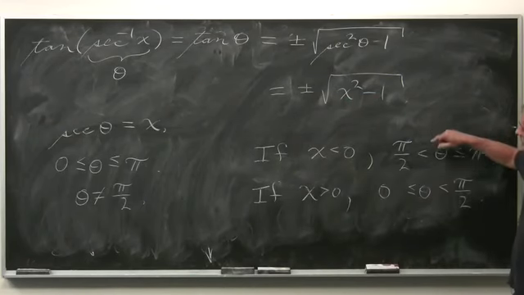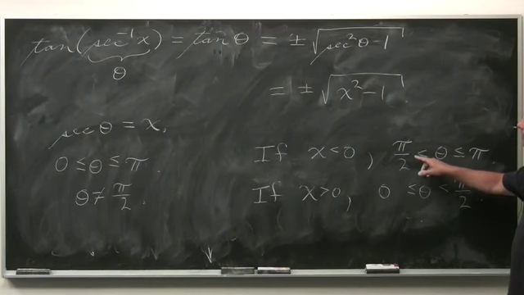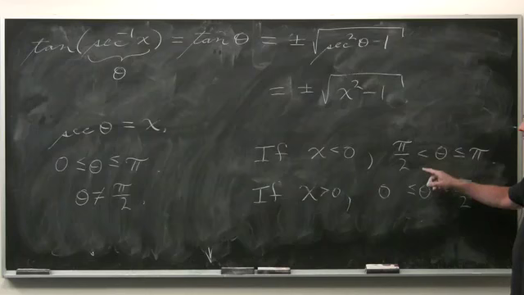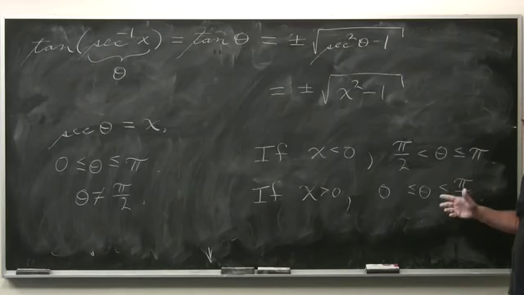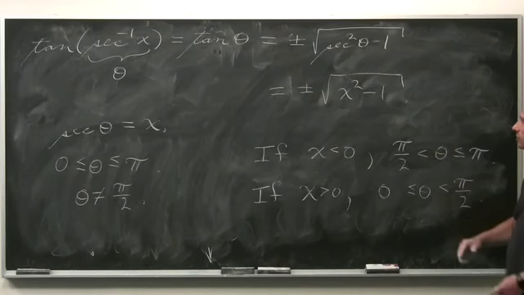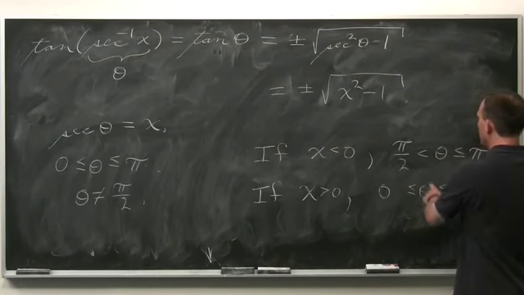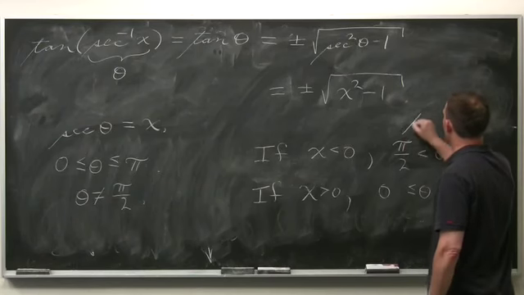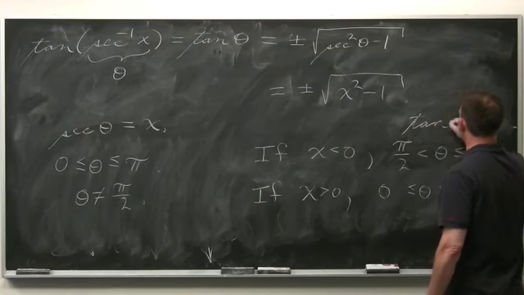When theta is between pi over 2 and pi, maybe it's easier for me to say it in terms of sine and cosine. The sine of an angle between pi over 2 and pi is greater than or equal to 0, but the cosine is negative, so tangent is negative. So if theta's in here, then tan of theta is less than or equal to 0.